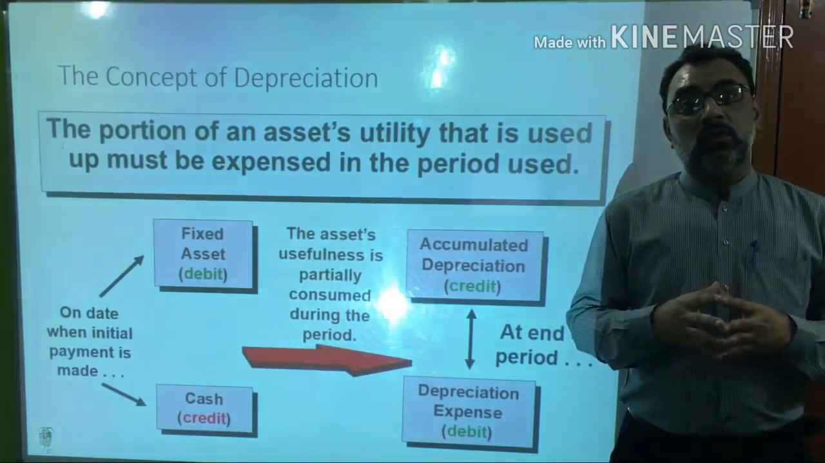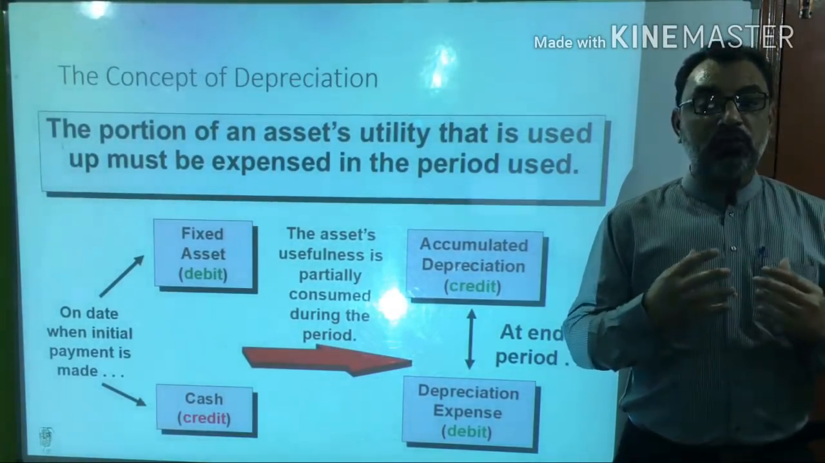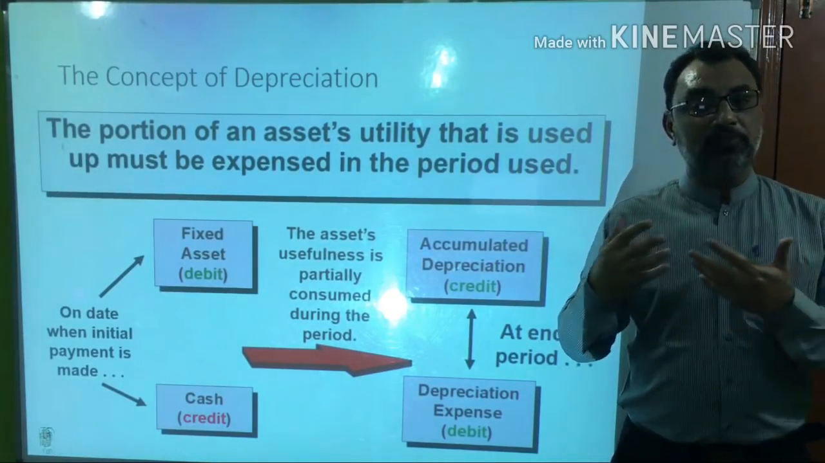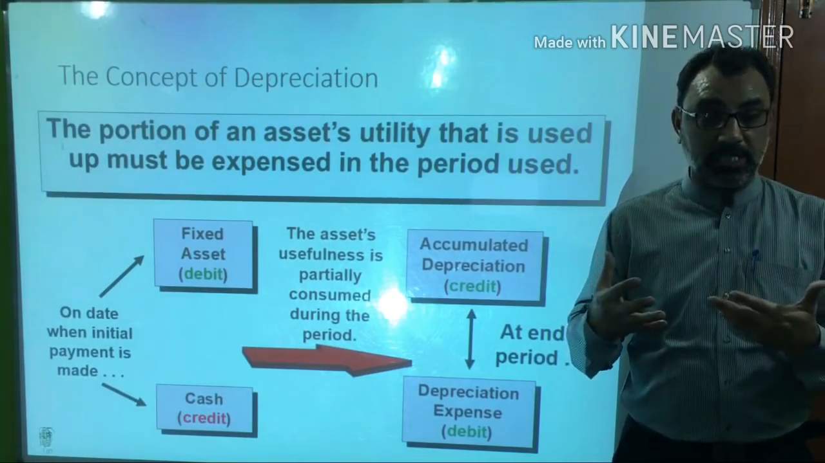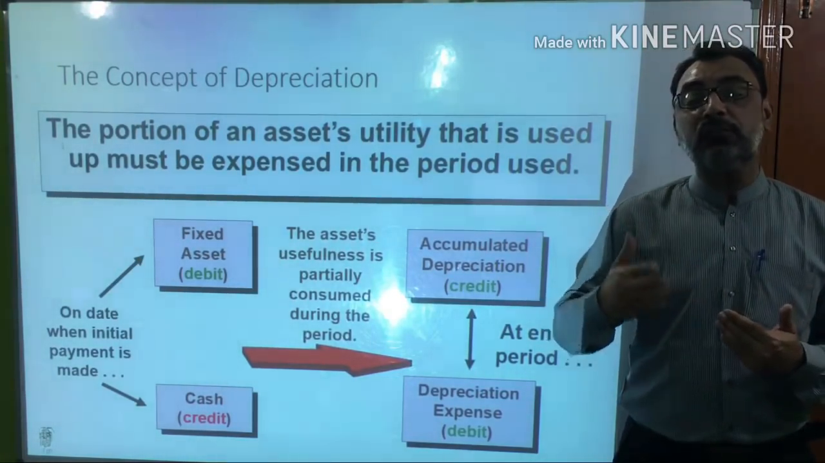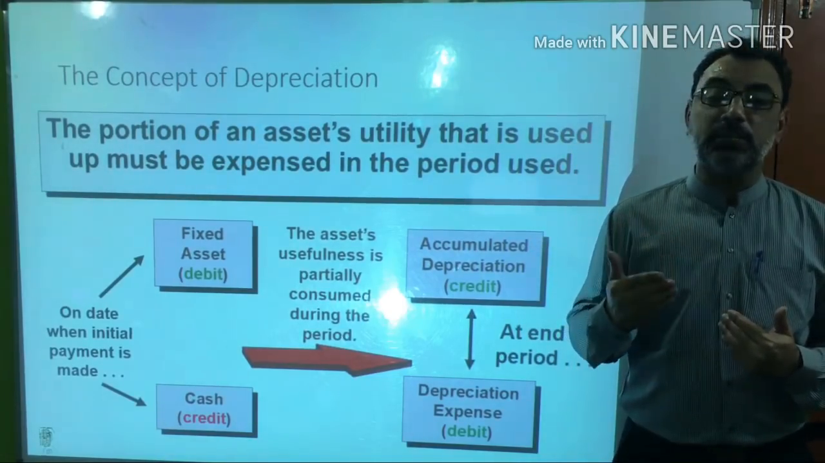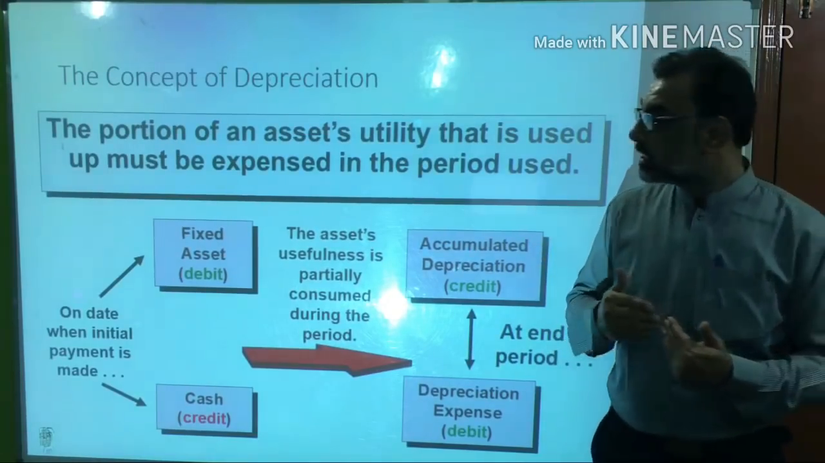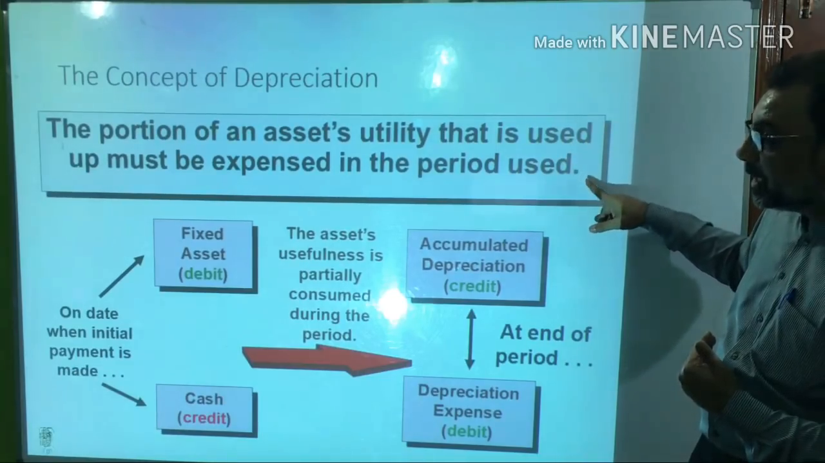Now the cost will be divided by the estimated useful life in order to find out the annual depreciation. So let's say you have purchased $100,000 worth of long-term assets, or non-current assets, or you can say fixed assets, it will be divided by 5. That means every year you have to pass an adjusting entry of depreciation expense, that $20,000 of depreciation expense has been incurred. The portion of the asset's utility that is used up must be expensed in the period used.